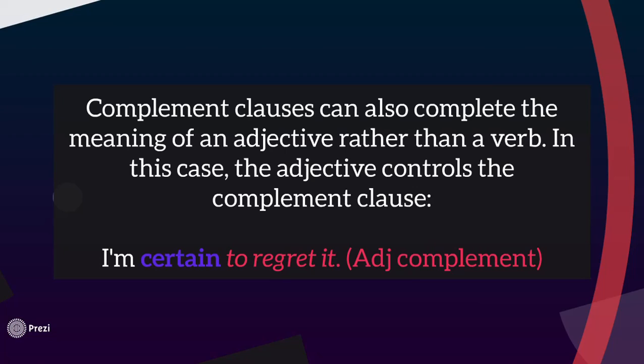As we said before, complement clauses can also complete the meaning of adjectives. This means that the controlling element will be an adjective. In this example, I'm certain to regret it. We can see how the dependent clause is placed after the controlling element, which in this case is an adjective. The function of this dependent clause is that of an adjective complement.